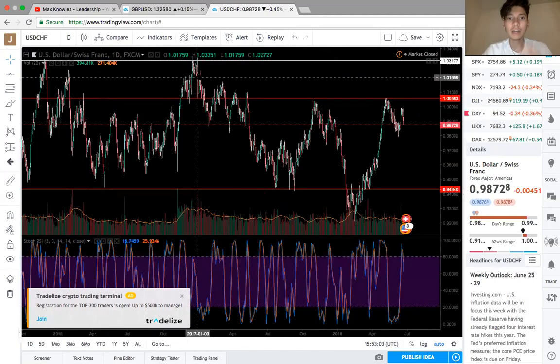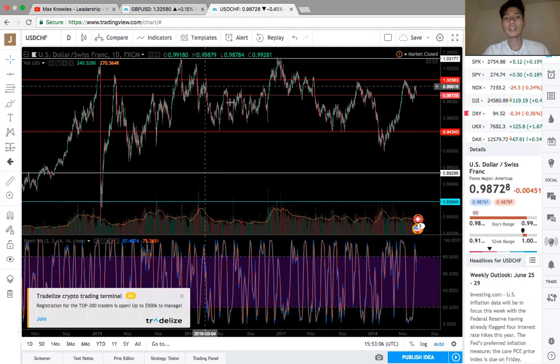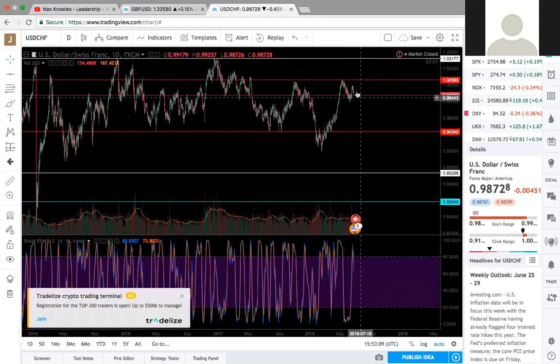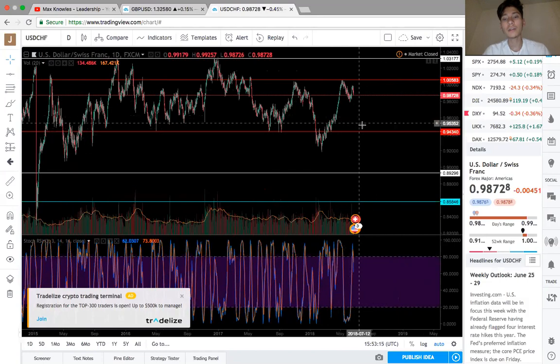The weekly, every single time it hits the weekly, what does it do? It really rejects it. It keeps it down. So I'm thinking for sure, if anything, it's probably going to go back and test either this level of support right here or all the way down here. We'll have to see though.